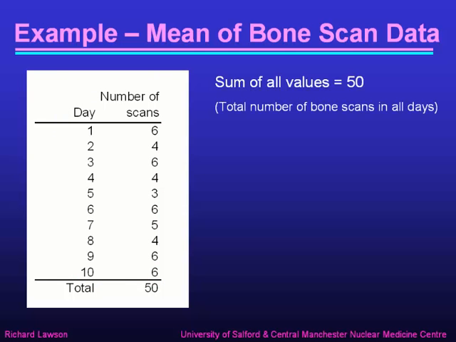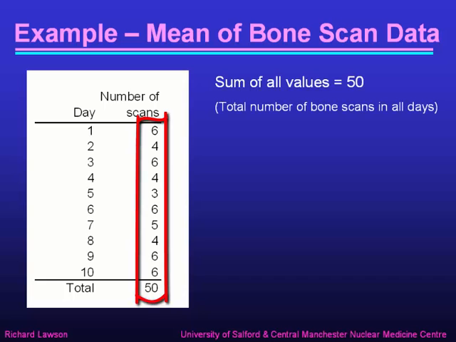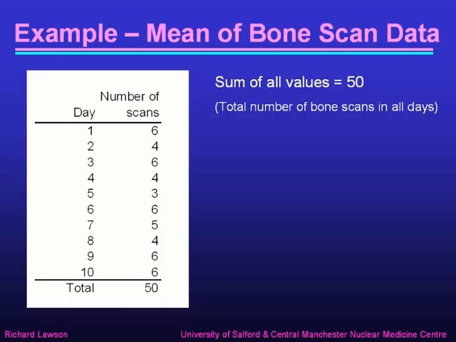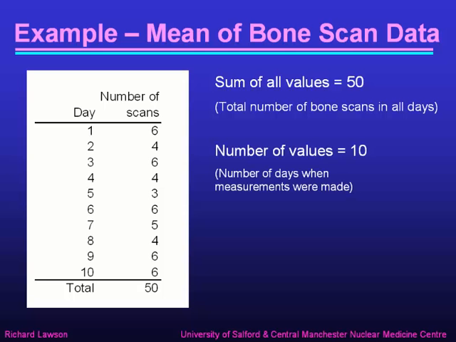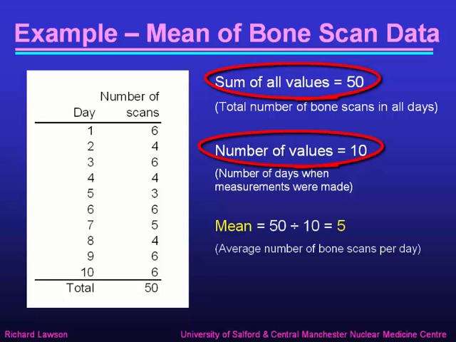And the recipe says that we have to add up all the values. If you add 6 plus 4 plus 6 plus 4 plus 3 plus 6 plus 5 plus 4 plus 6 plus 6, that comes to 50. That's the total number of bone scans we did in all 10 days. Step 2 of the recipe says that we have to take the number of values. In this case there were 10. That's the number of days when we made our measurements. And then we take the sum of all the values divided by the number of values. 50 divided by 10 is 5. That is the mean. In common English, that's the average number of bone scans that we did each day.